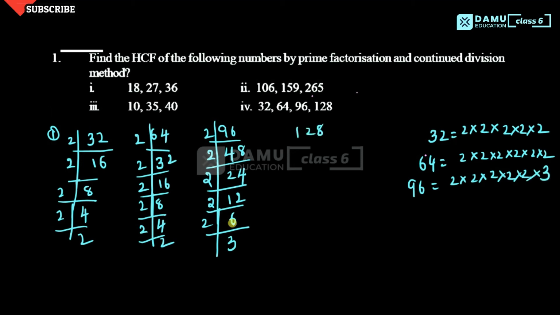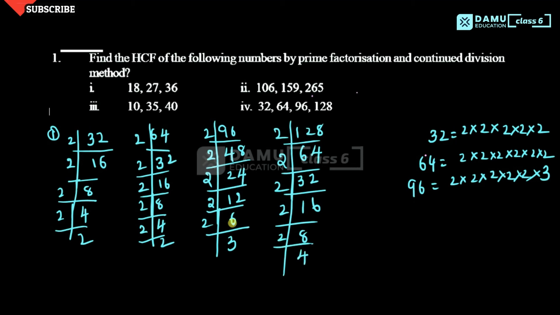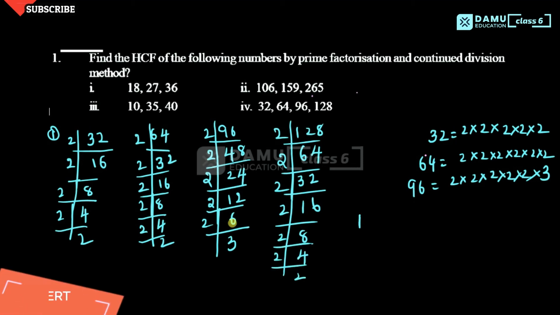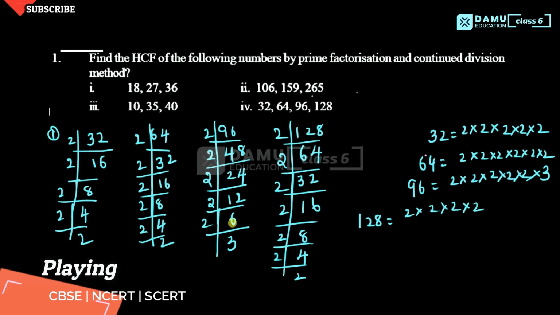Then 128. So we can take it as 2 6's are 12, 2 4's are 8. So 64 2's are 128. Then 2 32's are 64, then what you will get? 2 16's are 32, again 2 8's are 16, then 2 4's are 8, then 2 2's are 4. So 128 will be written as 2 into 2 into 2 into 2, 4 2's, then again 2 into 2 into 2. So here how many 2's are there? 7 2's are there.